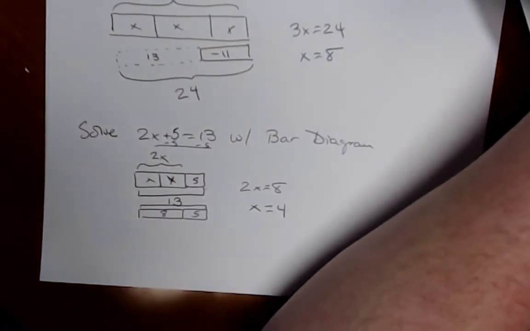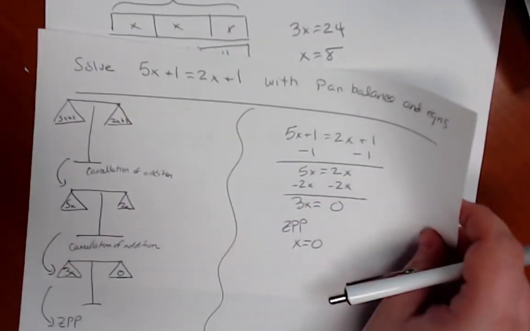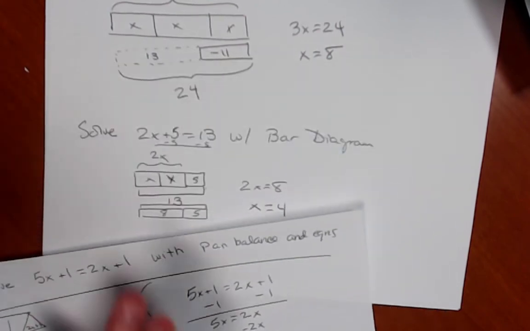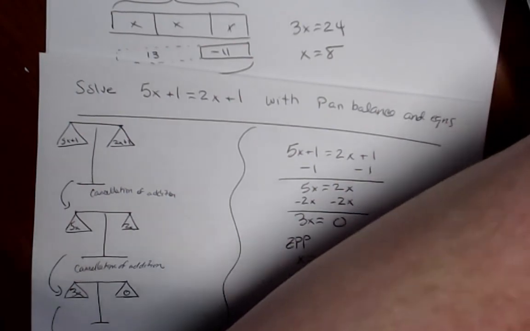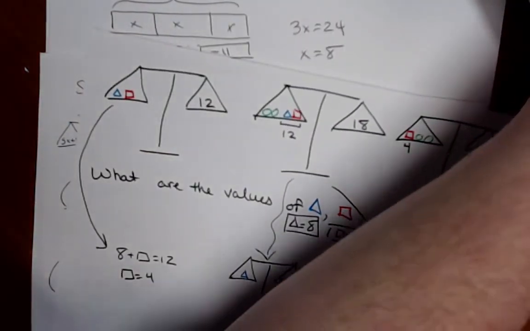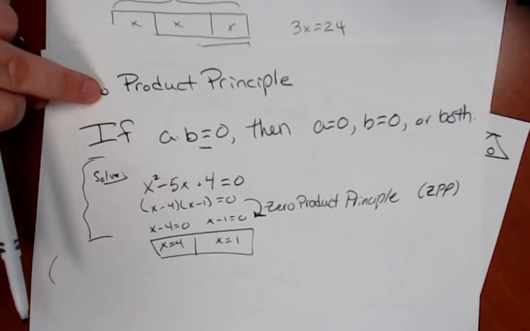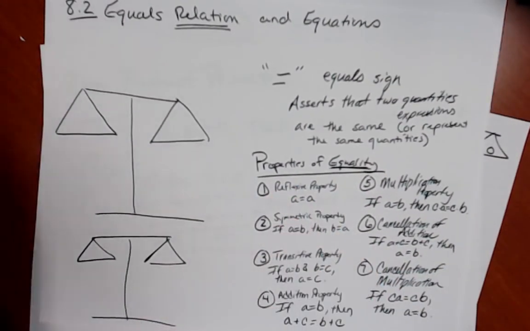And so the important thing I want you to remember from this video is that we have our pan balance, we have our bar diagram, and we have 8 properties of equality. The zero product principle that says if two things multiply to 0, one or both of them are 0. And reflexive, symmetric, transitive, the addition property, the multiplication property, and then both of their cancellations.